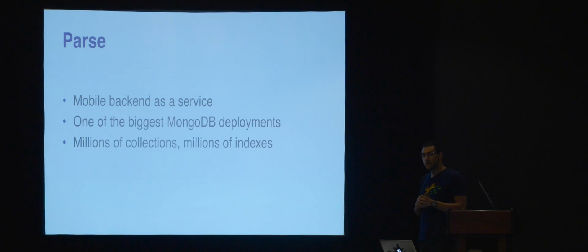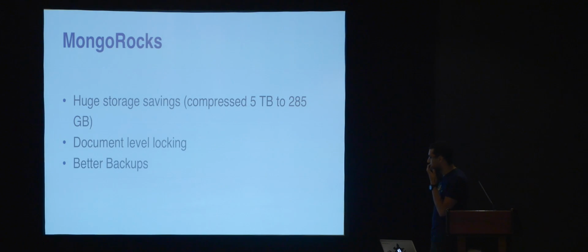It was using MongoDB using mmap, and then we moved to MongoRocks. When we moved to MongoRocks, we saw, of course, huge storage savings. It was initially 5 terabytes, and now the size is 185 gigabytes. We also saw lots of improvements in our P99 latencies because in MongoRocks there's document level locking versus collection level locking in MongoDB using mmap.